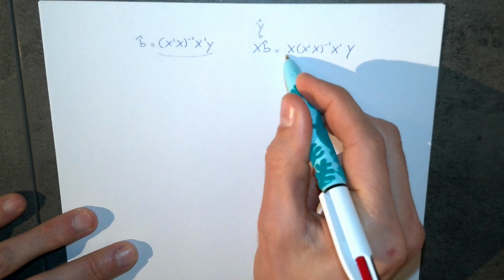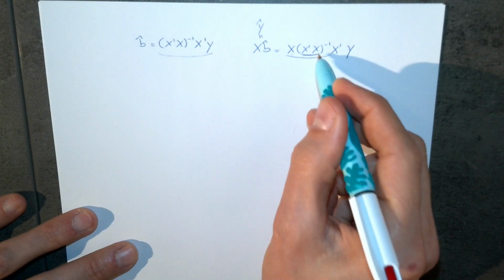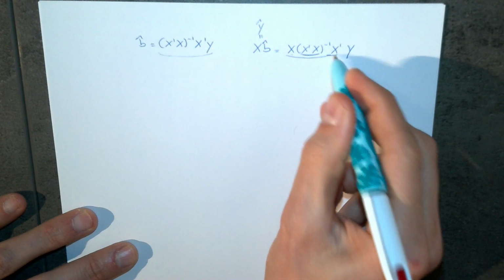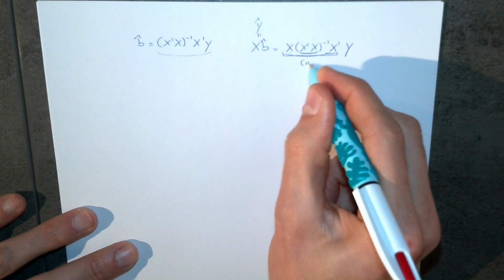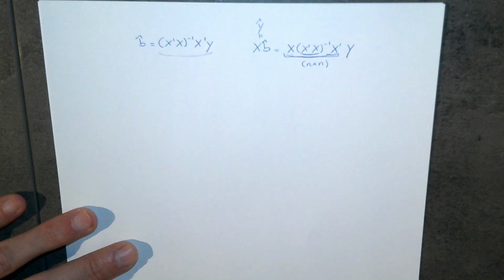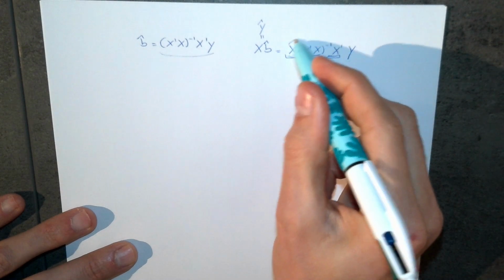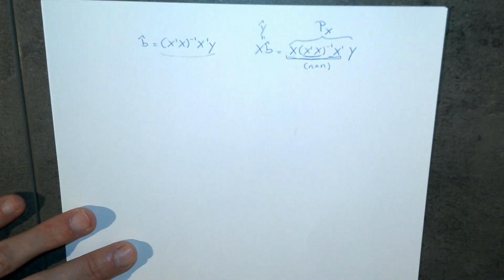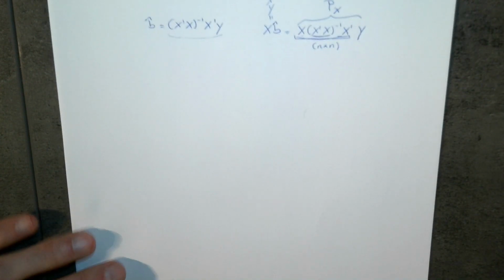Okay, and you can check that X is of dimension n times k. This is of dimension k times k because it's the inverse of a k by k matrix. This is of dimension k times n, so this matrix here is of size n times n, and you multiply it by a matrix of size n times 1. So we get something of size n times 1. This n times n matrix is a special one, and we give it the name Px. It's the projection matrix onto the linear subspace Lx.